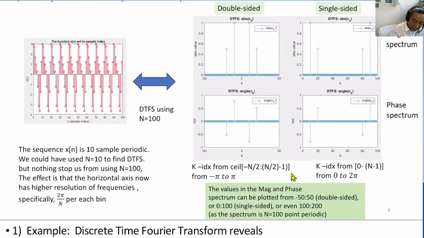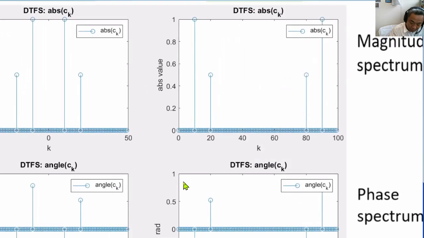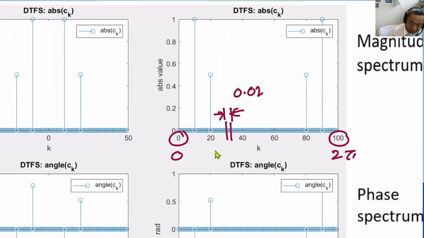Alright, so I'm going to perform DTFS using 100 samples. That will result in dividing 0 to 2 pi in 100 parts. Each of these points in the interval here between 2 points, you can think of it as 0.02 pi, which is 2 pi divided by 100 parts.